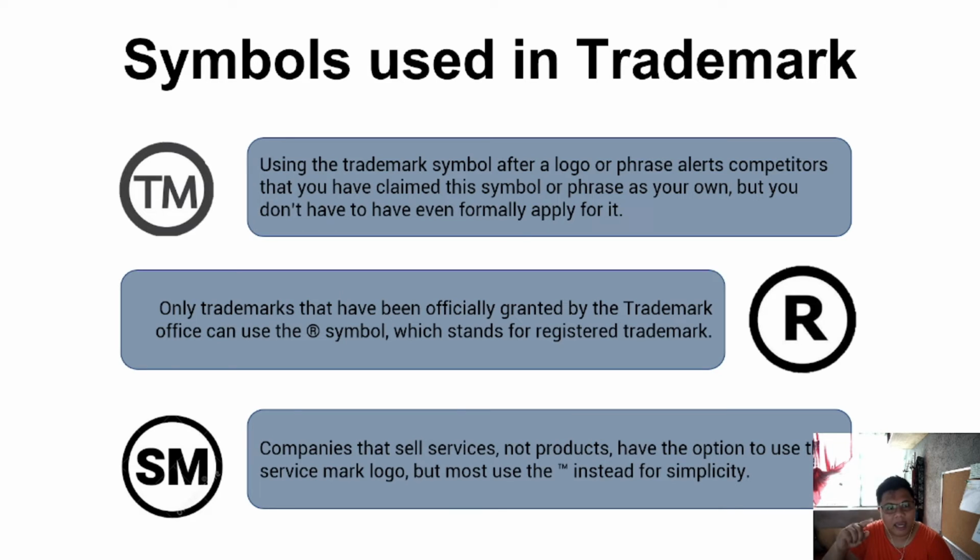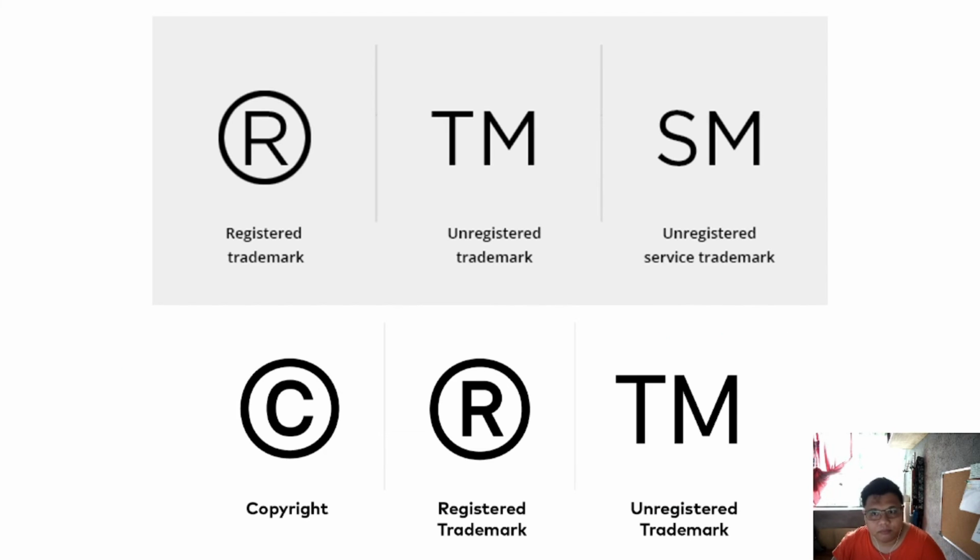So basically, TM stands for trademark, the R is for registered, and the SM is for service mark logo for services. Ayan, the R with circle is a registered trademark. TM without circle is unregistered trademark. SM without circle is unregistered service trademark. C is a copyright. R is a registered trademark. TM is unregistered trademark. So basically, pag may bilog, it is a registered trademark.